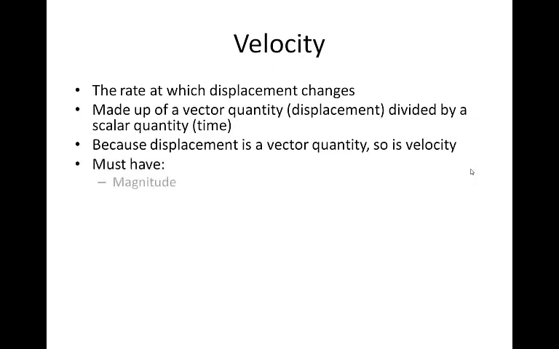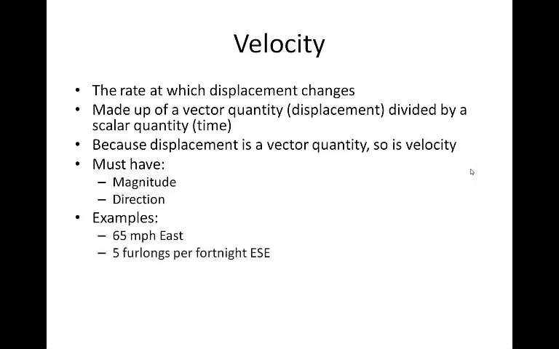Okay, now again, you must have magnitude, you must have direction. Examples: 65 miles per hour east, 5 furlongs per fortnight east-southeast, and 0.056 centimeters per second up. So we've got a snail traveling up a tree.